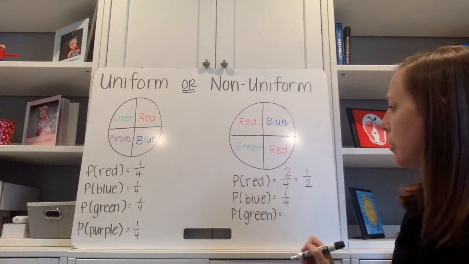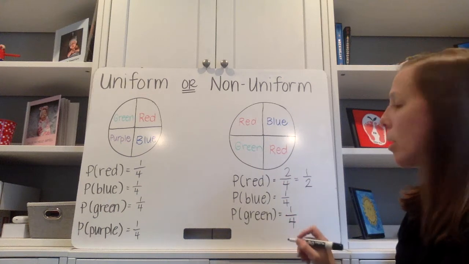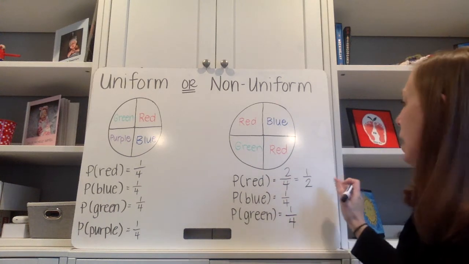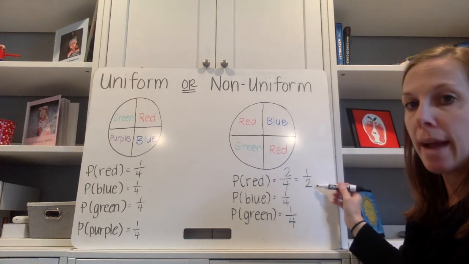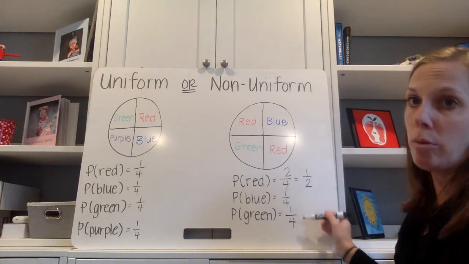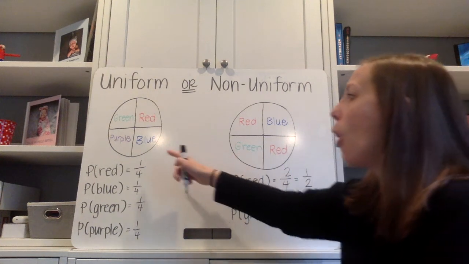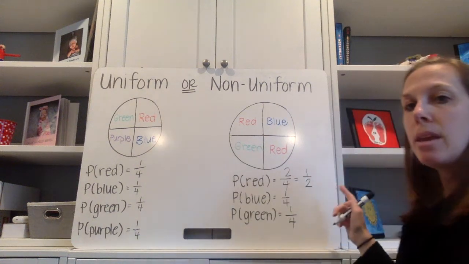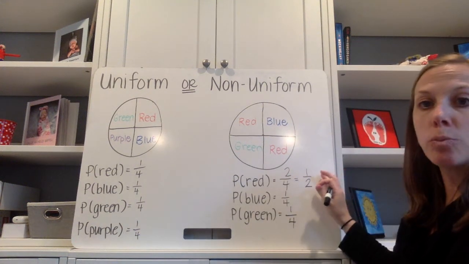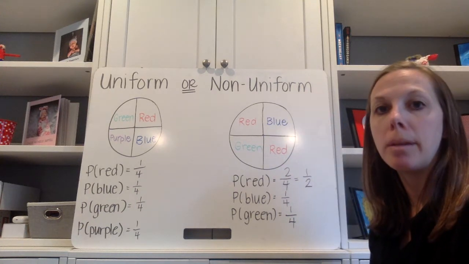One of them is blue. And my probability of green is one out of those four equal spaces. Since I have different probabilities here, the probability of red is 1/2, and then blue and green are 1/4, it is non-uniform. All of them must be equal for it to be uniform. If any of them, in this case it's red, is different, it is a non-uniform probability model.